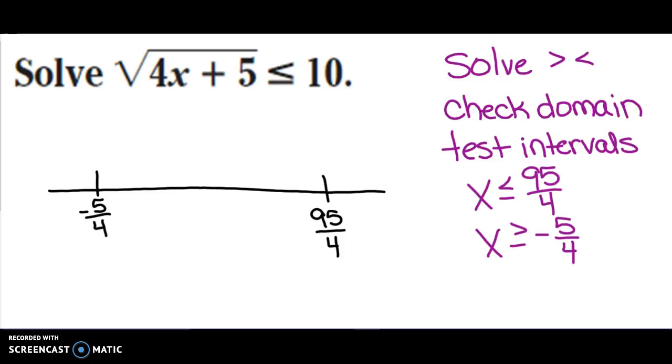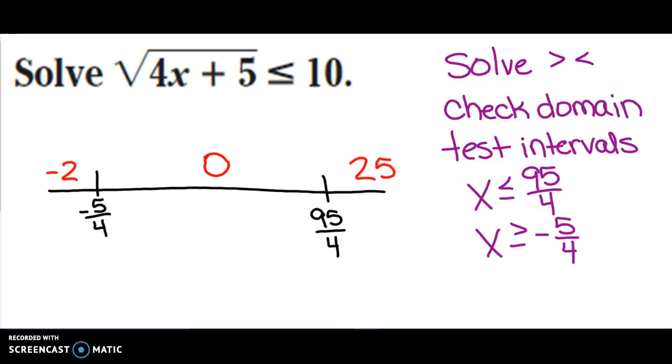So on the left side right here, let's pick a number that's less than negative 5/4. I'm going to pick negative 2. That's easy. Negative 2 is definitely less than negative 5/4. In the middle, I'm going to put something that's between negative 5/4 and 95/4. I love 0. 0 is easy to do. And then on the right-hand side, we're going to pick something that's greater than 95 over 4. So if this is 23 and 3/4, then this is probably a number that's bigger. Let's go with 25. Okay? So let's test each of these 3 points.